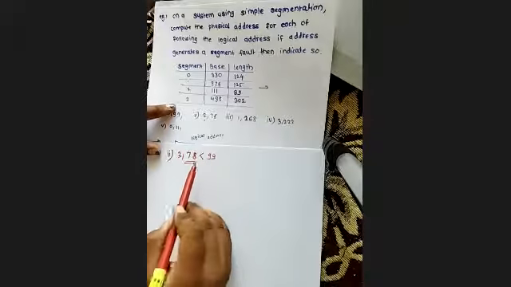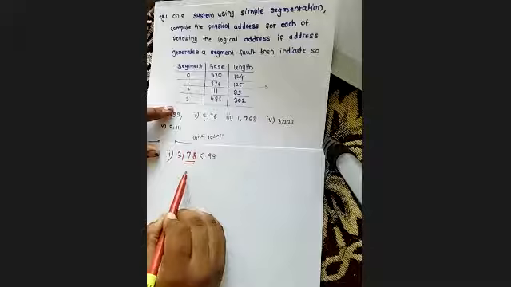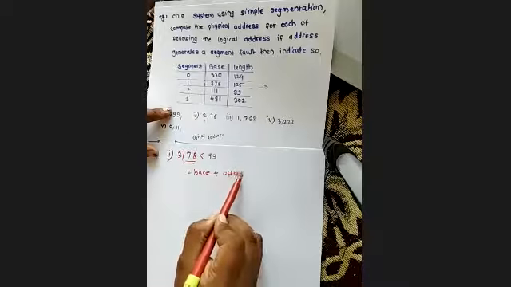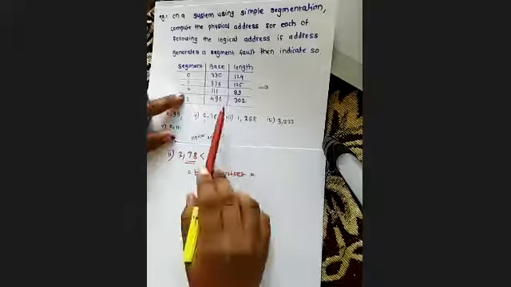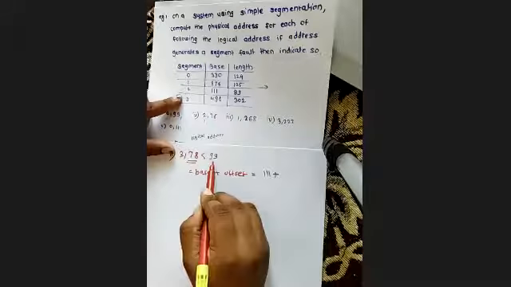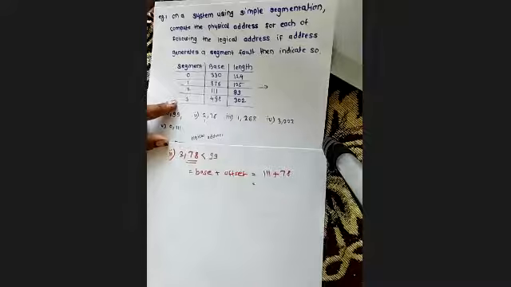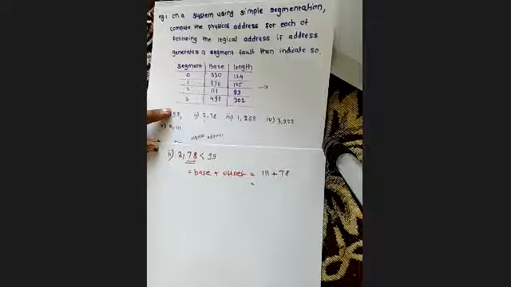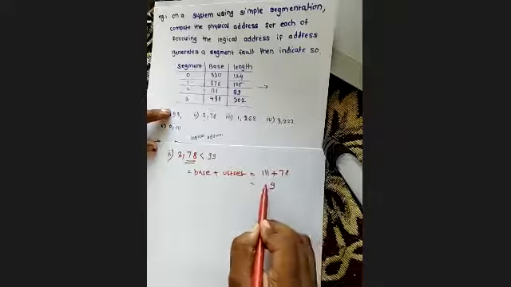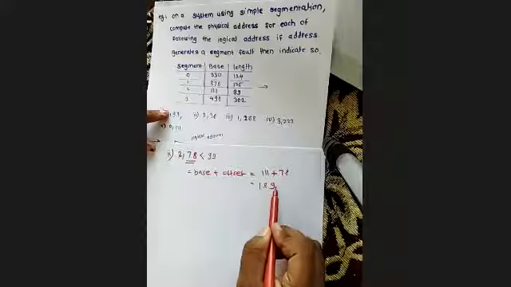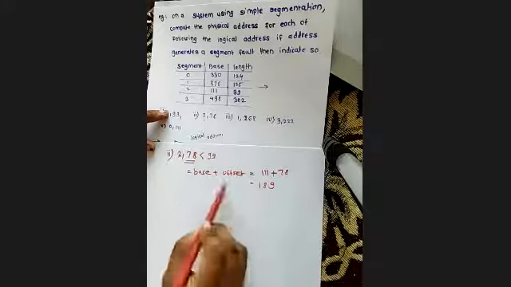If it is true, then we are going to calculate the physical address, and the physical address will be base plus offset. Right? Base क्या है इसका? 111 plus your offset, that is 78. So what will be the answer? 111 plus 78 will be, yes, 189, right? This will be the physical address.